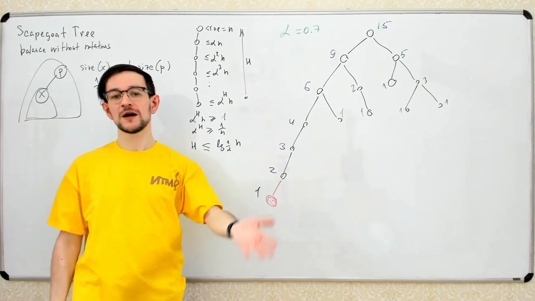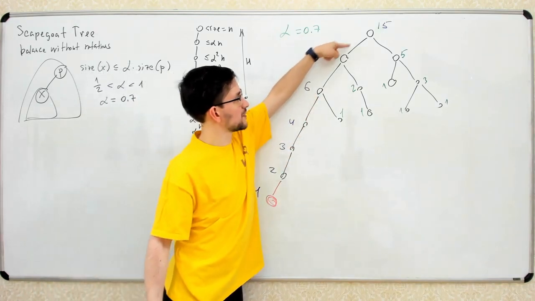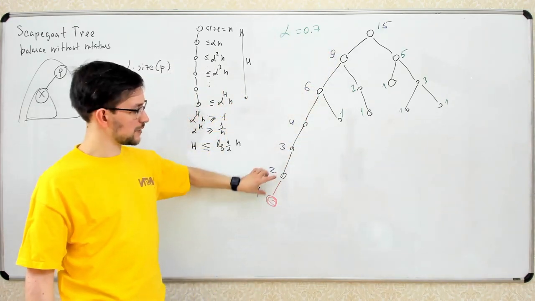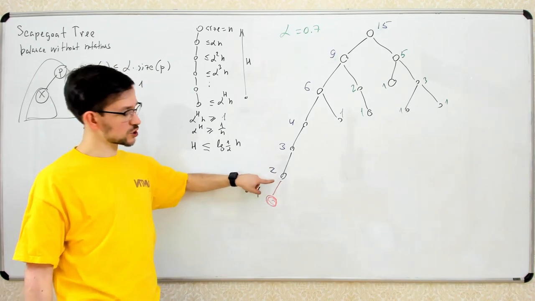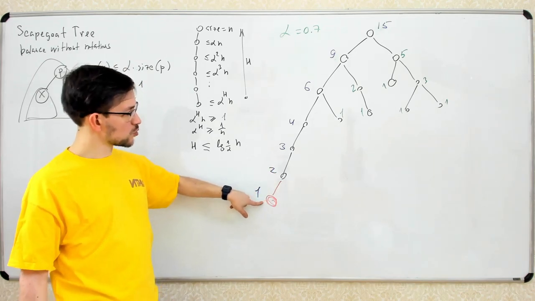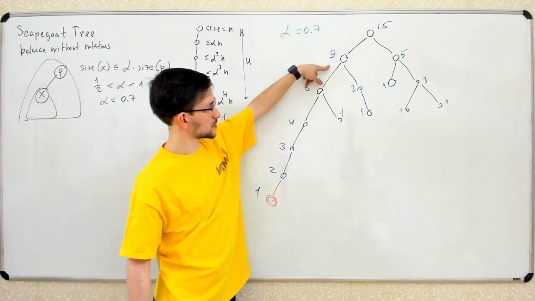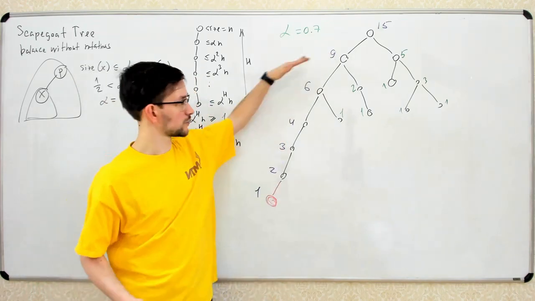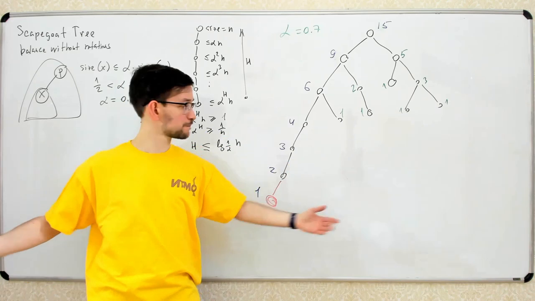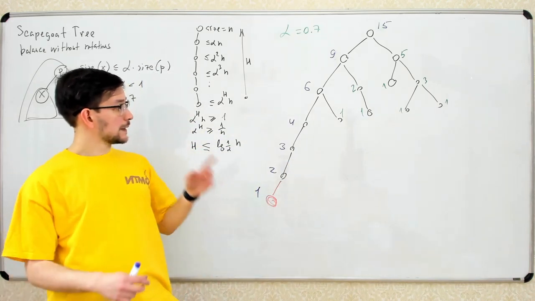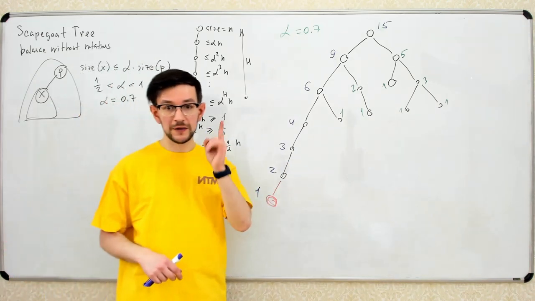So again, I add new node. How to add new node in a binary search tree? Again, you find the place where you need to add new node and add the new leaf in this place. So just add a new leaf here. Now you walk to the root and update all the sizes. You can do it in log n time because height of the tree is log n.